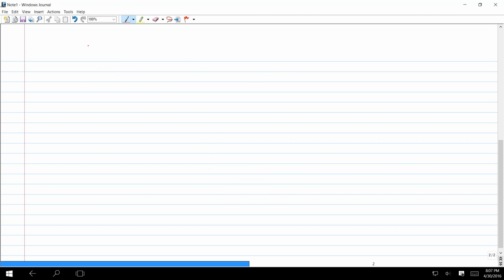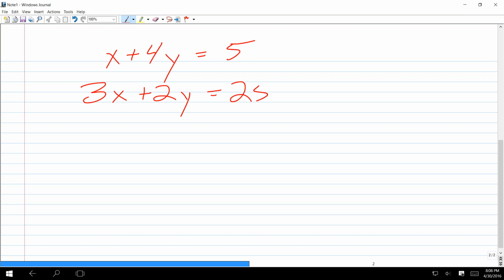Okay, the first one is solve the system of equations by the addition method. So it's x plus 4y equals 5 over 3x plus 2y equals 25. When they said do it by the addition method, this is also called elimination.